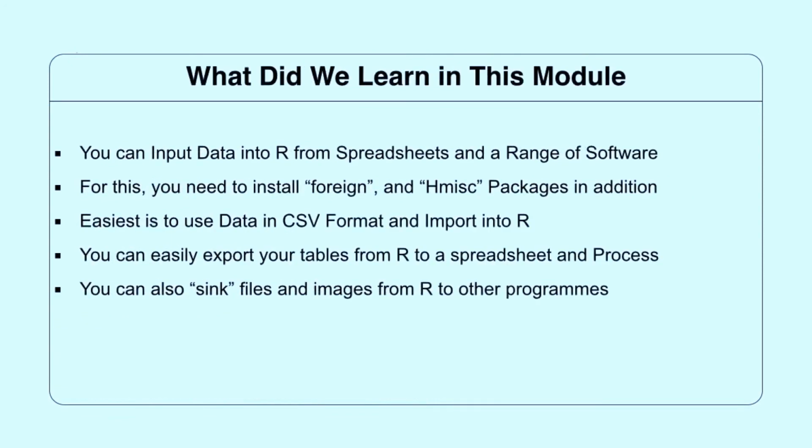So to summarize once more for the last time, you can input data into R from spreadsheets and a range of software, as you've seen. For this, you will need to install the Hmisc package in addition. Otherwise, use CSV files and read data into R. You can very easily export your tables from R to spreadsheets and process them. You can also sink files, just as you can source files, that is R source code. You can sink an entire analysis file from R into another text file. So I think this concludes our first module.